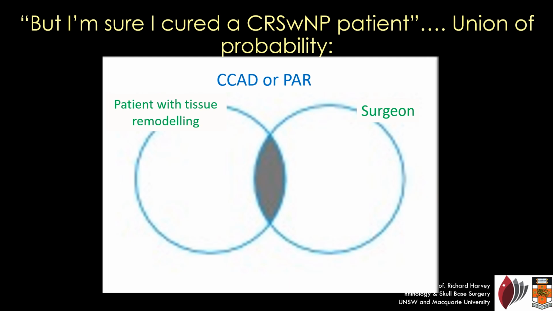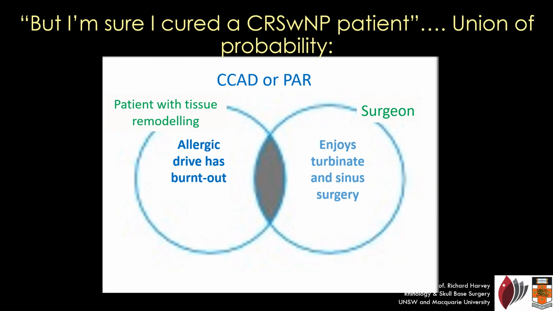In this situation, if you have patients, especially in their 30s and 40s, where the natural history or the allergic drive has burnt out, if they meet a surgeon that happens to enjoy turbinate and sinus surgery, you'll end up with a situation where a small group of patients will feel like their surgery's cured them. And the surgeon will believe, over emboldened and empowered, that he or she's been able to cure the person's sinus disease or rhinitis and allergic disease. But the problem here is that it's a false sense of achievement.